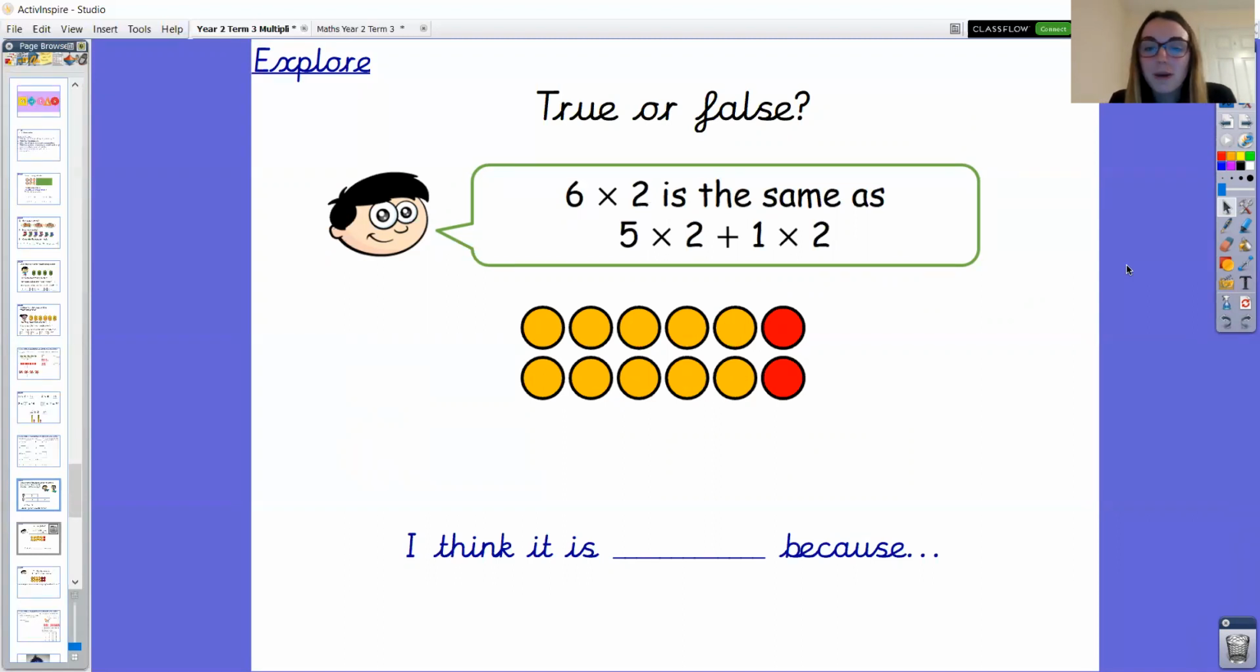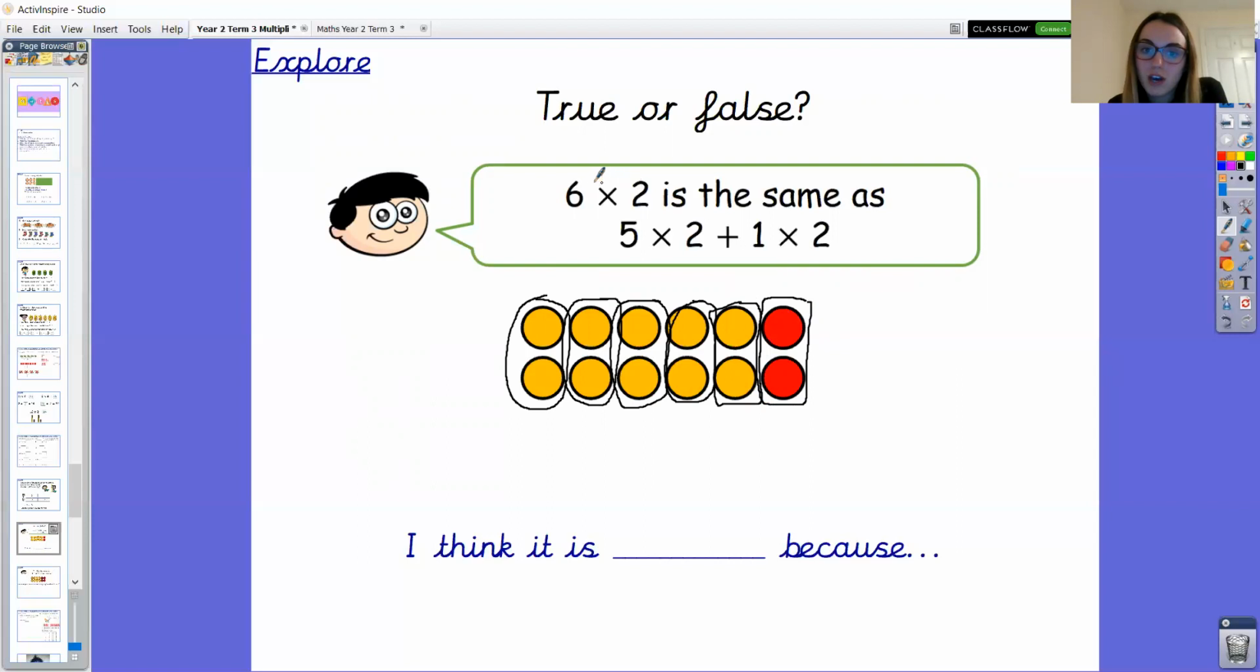I think it is true because 5 lots add 1 lot is 6 lots altogether. And within each group, there's going to be 2. So if we have a look here at our array, let's get the thinner pen out. We have 5 lots of 2 in our yellow counters. Can you see there? With the yellow counters, you can see we've got 1 lot of 2, 2 lots of 2, 3 lots of 2, 4 lots of 2, 5 lots of 2, okay? And 5 lots of 2 equals 10. If we add another lot of 2, that would equal 12 altogether.